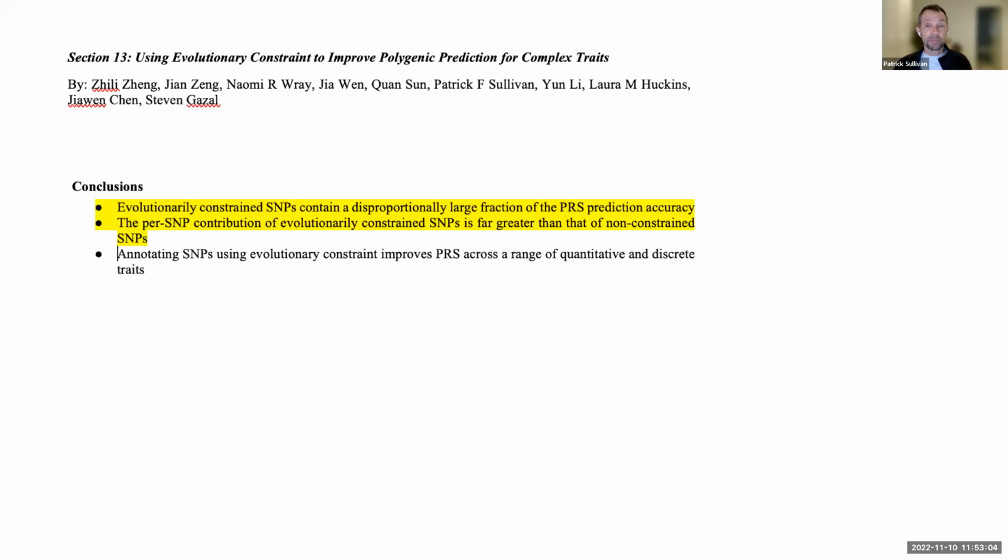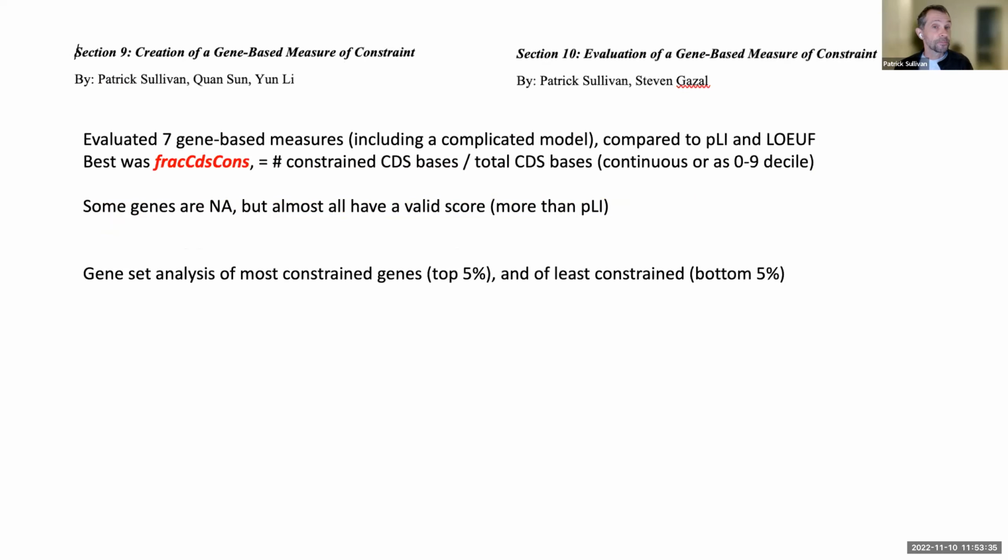Next, there's a big section, which was really a lot of fun to do, working with Naomi, Yun Lee, Laura Huckins, Stephen, and others, basically to look at PRS. And we found that using constraint to prioritize the SNPs in the training set improved accuracy, and that constrained SNPs actually had a lot more per SNP information to contribute to the PRS accuracy. So we believe it helps there as well. See that part of the supplement for details.